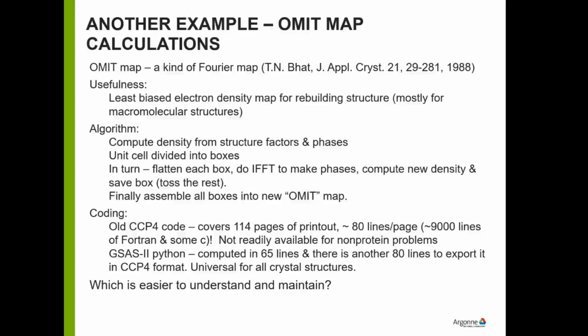In GSAS Python, I did the whole thing in 65 lines with another 80 lines to export it into a format that can be used. That's universal for all crystal structures. 65 lines as opposed to 9,000. And my question is, which one is easy to understand? And probably the Python one is just as fast as the big fancy Fortran.